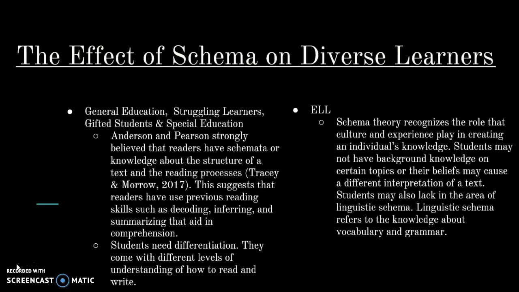English language learners may not have background knowledge on certain topics, or their beliefs may cause a different interpretation of the text. This may cause issues with comprehension and should be addressed. These students may also lack in the area of linguistic schema. Linguistic schema refers to the knowledge about vocabulary and grammar.